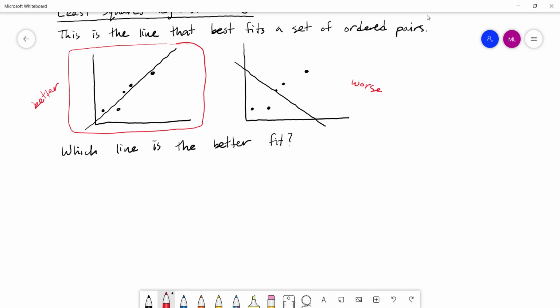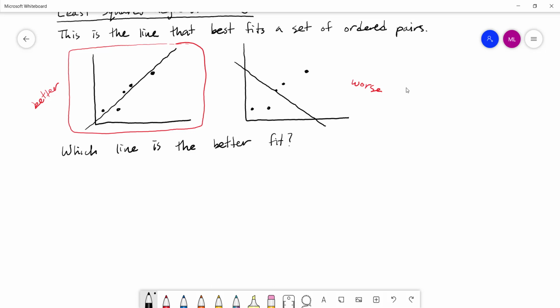But how do we actually determine this? What are the visual cues that we're relying on when we make this determination? I look at this one and I see that it's the better fit. I look at this one and I see that it's a worse fit. But how do we know this? The response I get a lot of the time is that this line follows the data and this one doesn't. What it really boils down to is the idea of distance. Which one of these lines is closer to the data on average?